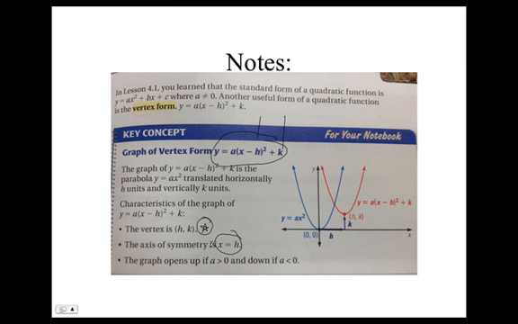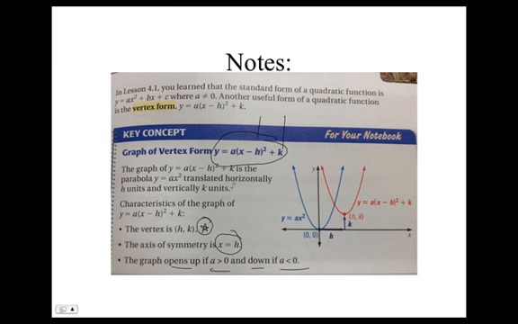Don't just write me a number. Don't say the axis of symmetry is 5. I'll take off a point for that. Okay? x equals. Lastly, you know this part. If a is greater than 0, it opens up. And if a is less than 0, it opens down. So, just a few key ideas here.